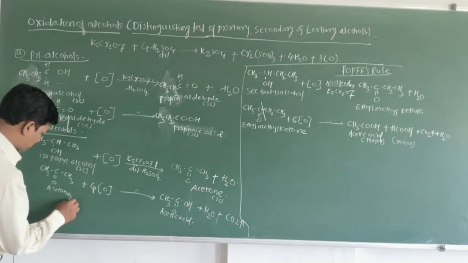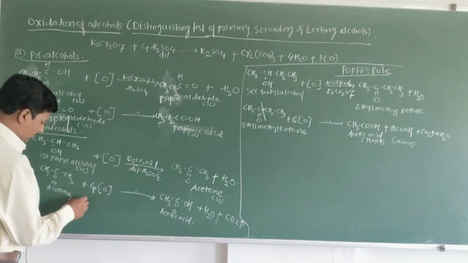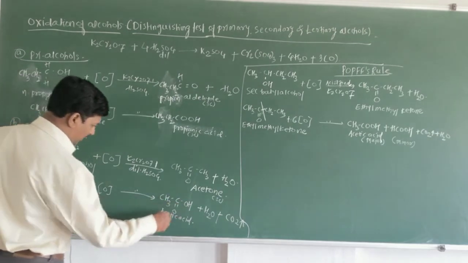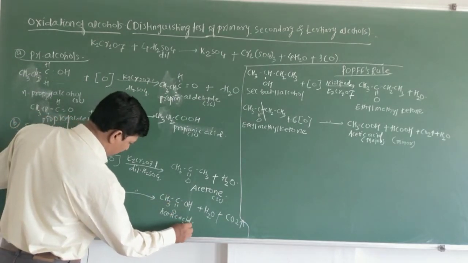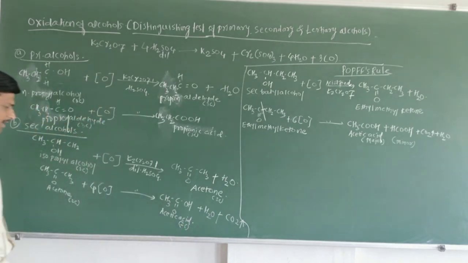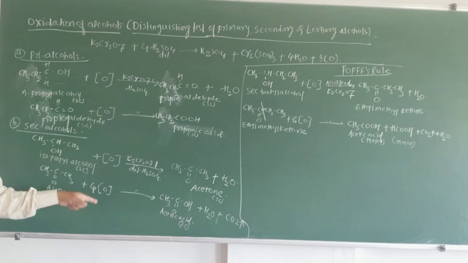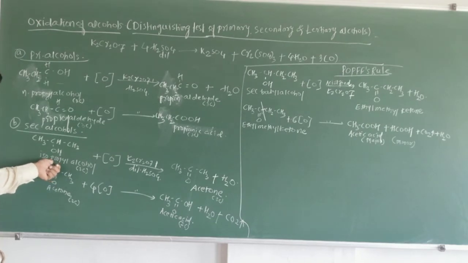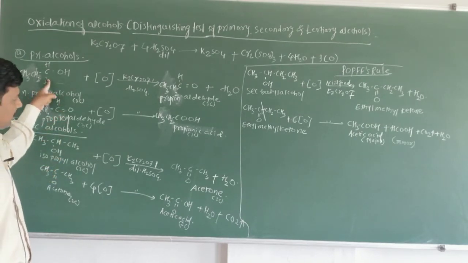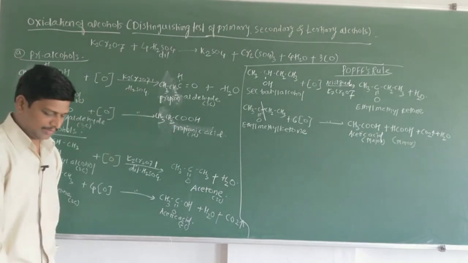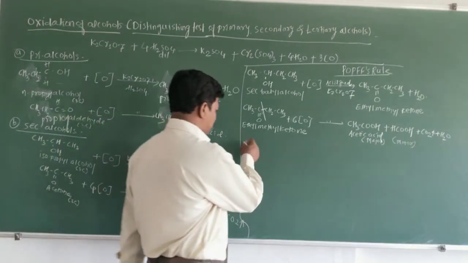On oxidation it forms acetone, which also contains 3 carbon atoms. Now I have taken this same acetone, and on its oxidation to form acetic acid, which contains 2 carbon atoms. This means the number of carbon atoms in the carboxylic acid gets decreased by 1 than the secondary alcohol, whereas the primary alcohol contains the same number of carbon atoms as its carboxylic acid. So this is the one distinguishing point.